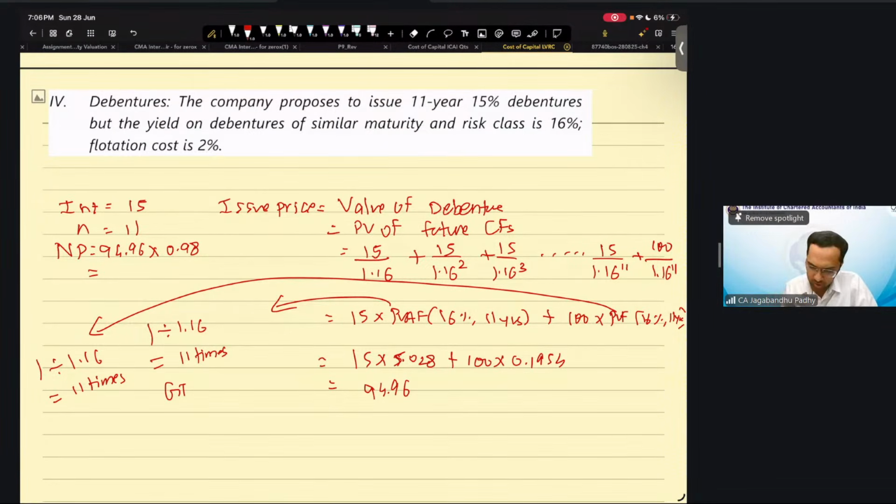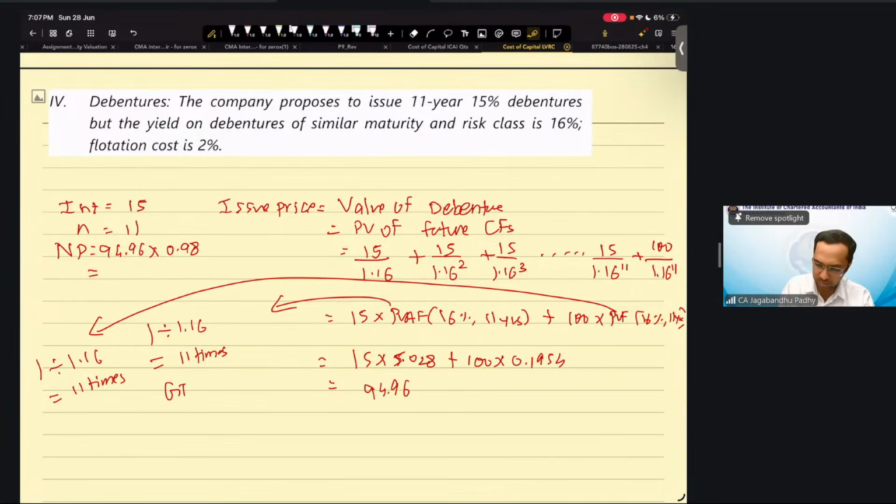Flotation cost is applied on issue price. Yes, today's flotation cost is 2%. You take it as 2% of your net proceeds because whatever money you are receiving, out of that, of course, you're going to pay 2% as flotation cost. Alternatively, you can also write an assumption that we're going to take 2% of its face value also. That's also correct. And then you just get the net proceeds.